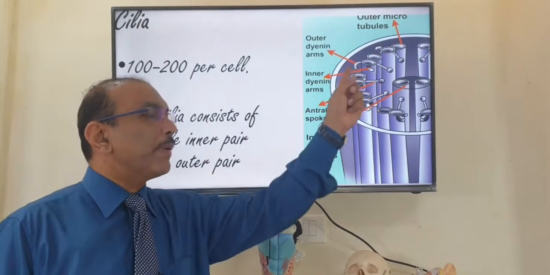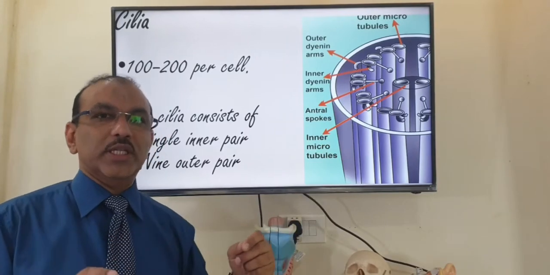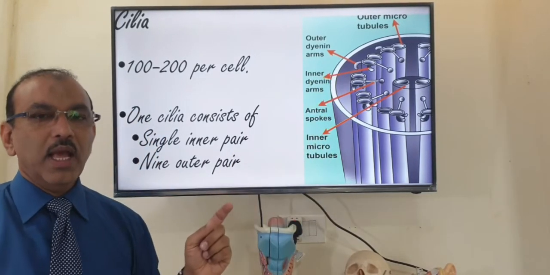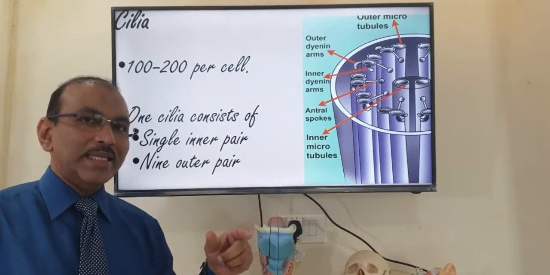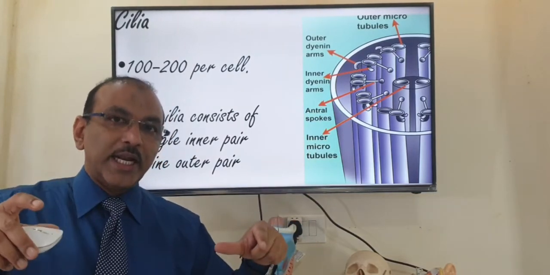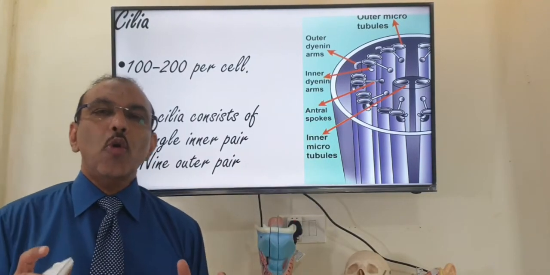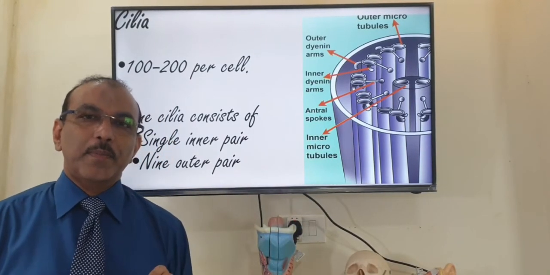The outer pairs are connected to each other, interlinked by dynein arms. And the inner pair is connected to the outer pairs with the help of radial spokes. This is the normal structure of a cilium.